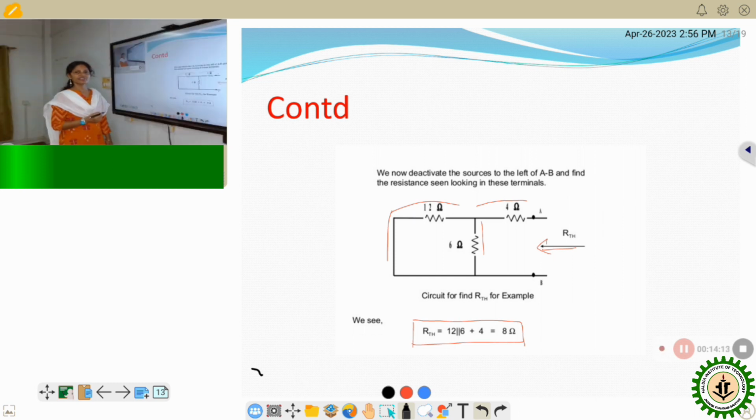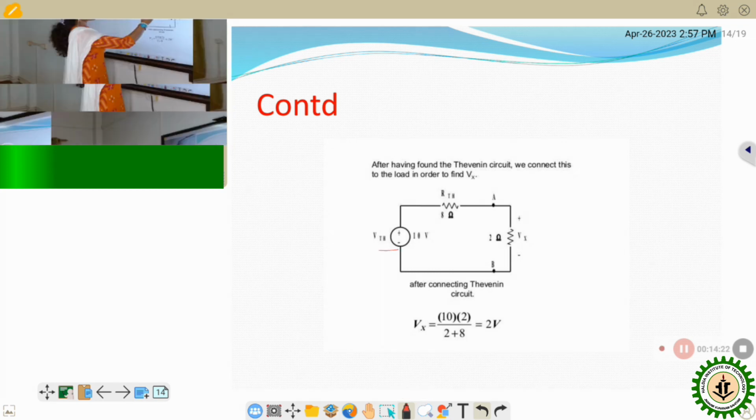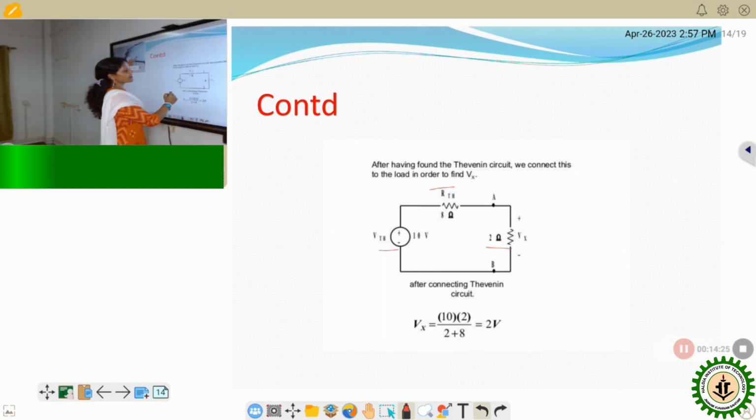After calculating VTH and RTH, we draw the Thevenin equivalent circuit. This is the Thevenin equivalent circuit that contains only VTH, RTH and RL. As in this given problem, calculate the Vx through this load resistor. So Vx will be equal to what? Here also the voltage divider rule is applicable. Total voltage, that is also given, that is 10 multiplied by 2 divided by 2 plus 8. That will be equal to 2 volt.